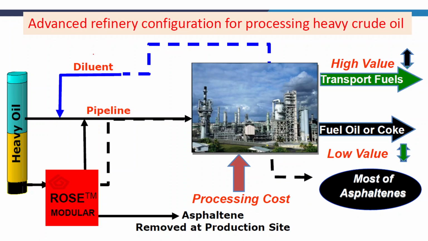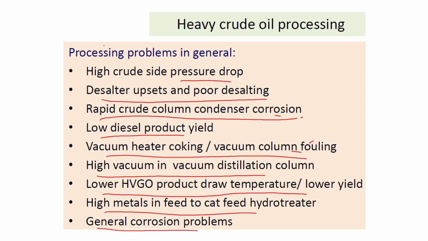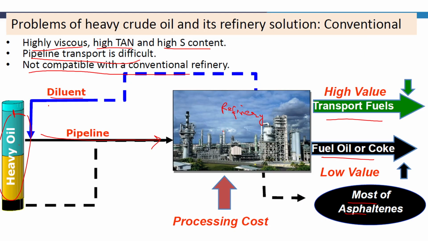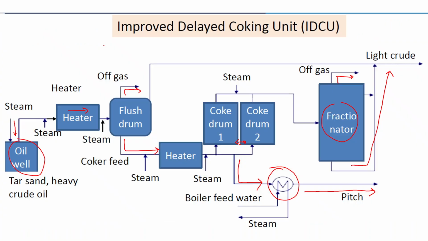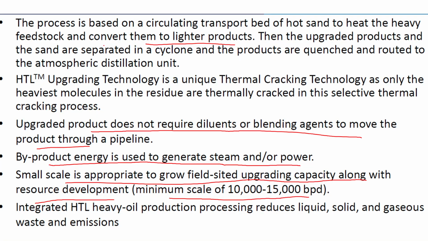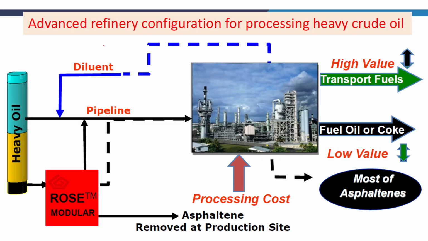So basically, as I showed here, this is a conventional flow sheet, but after introducing the oil head processing, this is the improved flow sheet. So what we do is the heavy oil is firstly sent to the oil head processing. Here processing is done, and then this is sent to the pipeline.